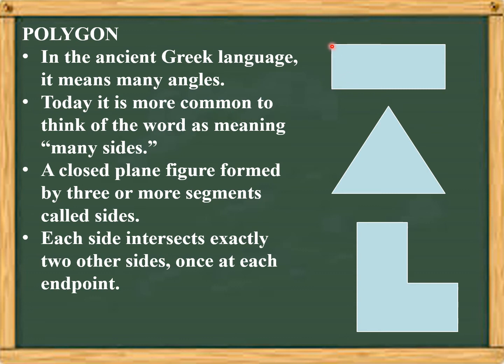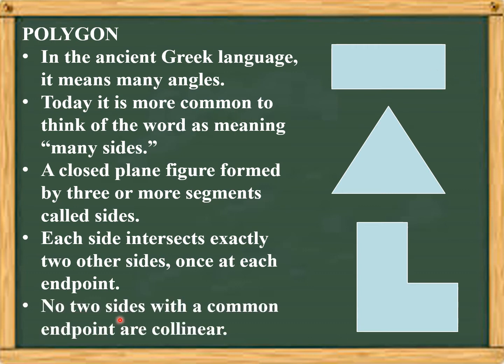Dapat itong endpoint niya at itong isa pa niyang endpoint ay merong intersection sa iba pang side. So for example, this endpoint, this side, itong endpoint niya, ay nag-intersect siya dito sa ating side na to. Tapos yung kabila naman yung endpoint, nag-intersect siya sa side na to. Same also with other side. So for example, this side, nagkaroon siya ng intersection dito sa side na to. Same also dito sa endpoint na to, nagkaroon siya ng intersection sa side na to.